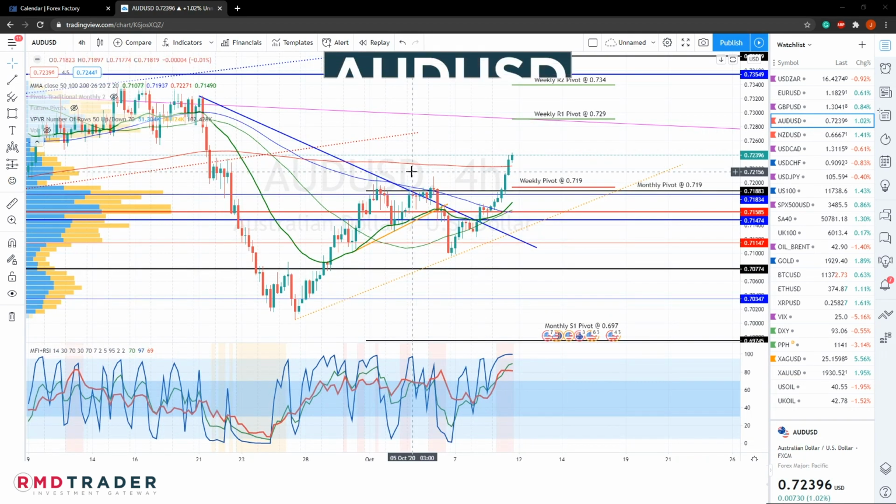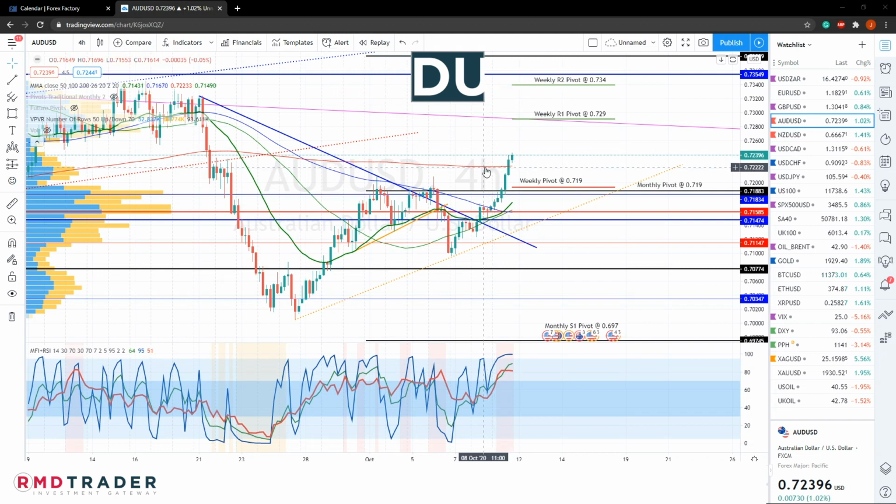Looking now at Australian dollar USD. Price action last week had an initial struggle with this 4-hour 100 SMA, and of course also with this diagonal. So initially price got rejected from this level, and after finding some support, we saw price move into the diagonal, breaking through that, and also breaking through the 4-hour 100 SMA. And price is currently trading above the monthly pivot at 0.719, which is also the same level as our weekly pivot, and also currently trading above the 4-hour 200 SMA that we see here on 0.722.